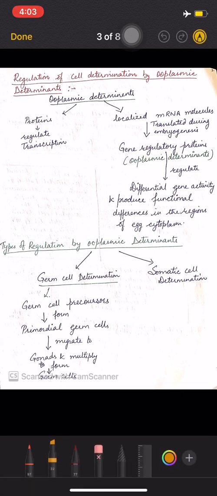So now we will discuss the regulation of cell determination by ooplasmic determinants. So what are ooplasmic determinants basically? Ooplasmic determinants may be proteins which regulate transcription, or they are localized mRNA molecules. What is the function of mRNA? It helps in protein synthesis. So these are localized mRNA molecules which are translated during embryogenesis. Before fertilization, these mRNA molecules which are present in the cytoplasm of the egg are masked. Masked means they are inactive. After fertilization, these mRNAs become active and undergo protein synthesis, right? So after translation, they form some gene regulatory proteins.